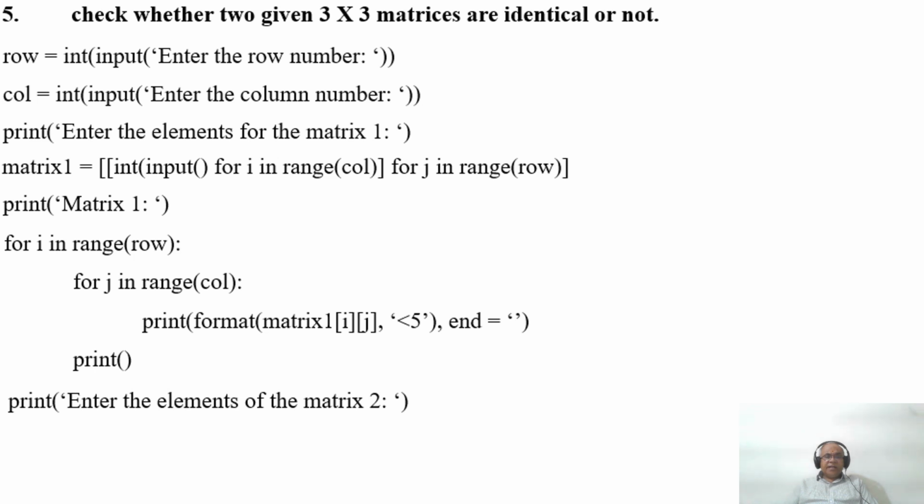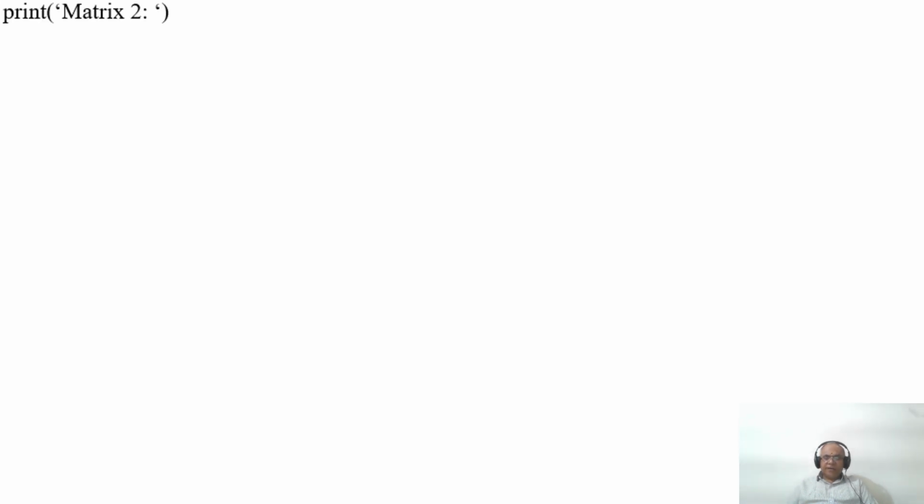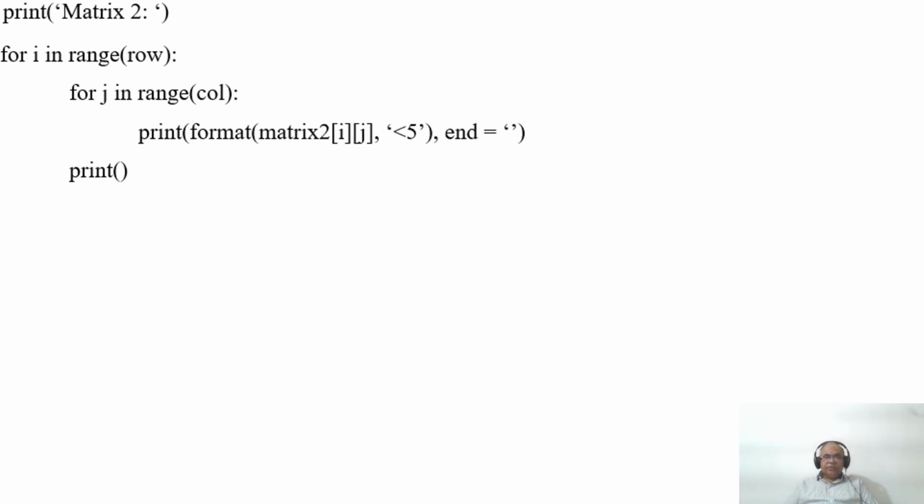Now similarly, print enter the elements of matrix 2. Again I will give the input using the list comprehension method. After that I will go for the matrix 2 printing, again in the same format as we printed matrix 1. So now, once you do that, set is equal to true.